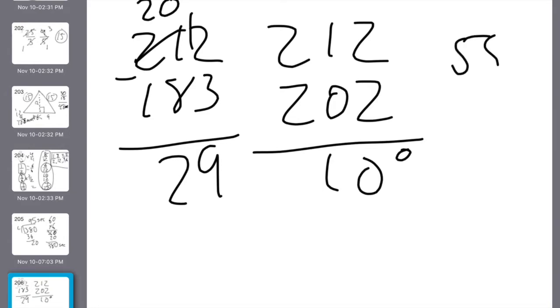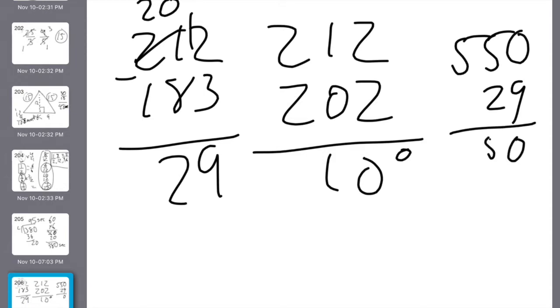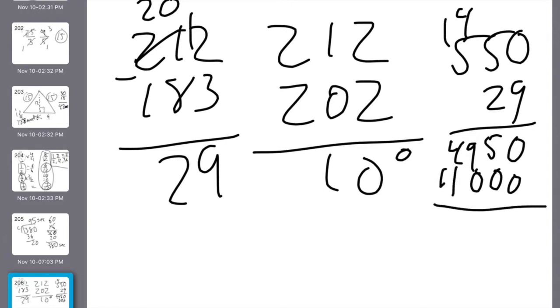degree is worth 550 feet. So I take 550 times 29. Gives me a 0, gives me a 45, carry the 4, gives me a 45, gives me a 49. Add a 0. 2 times 0 is 0, 2 times 5 is 10, 2 times 5 is 10, plus 1 is 11. I add 0, 5, 9, 5, 1.